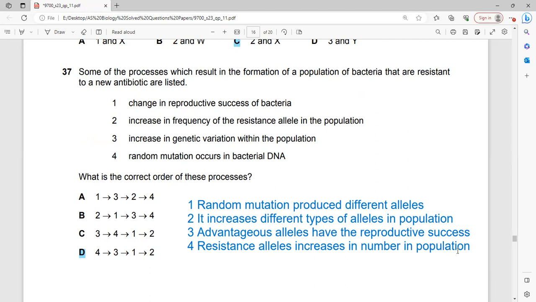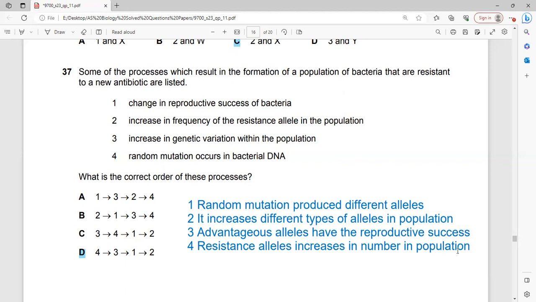And in this way, if different alternative forms of genes are produced, genetic diversity comes into the population. So it means it increases the different types of alleles in the population. Now, among these different alleles, some are advantageous, some are disadvantageous. So in this way, some are more favorable, some are less favorable. The more favorable are called advantageous characters.